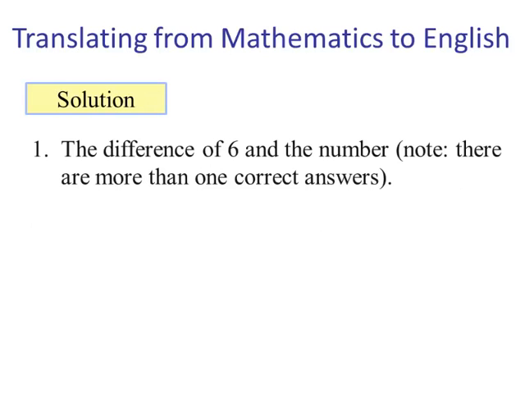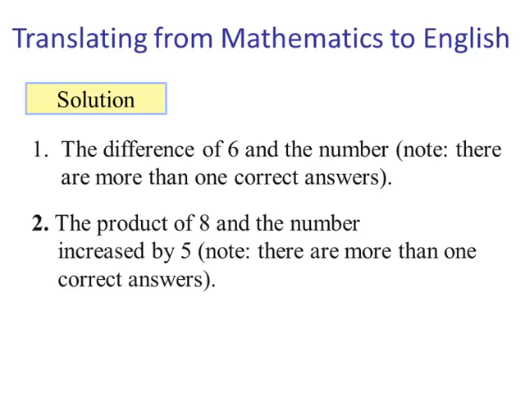So we can say the difference of 6 and a number, but note that there are different ways of saying this, thus there's more than one correct answer. Number 2, we can say the product of 8 and the number increased by 5, and again there's more than one correct answer.